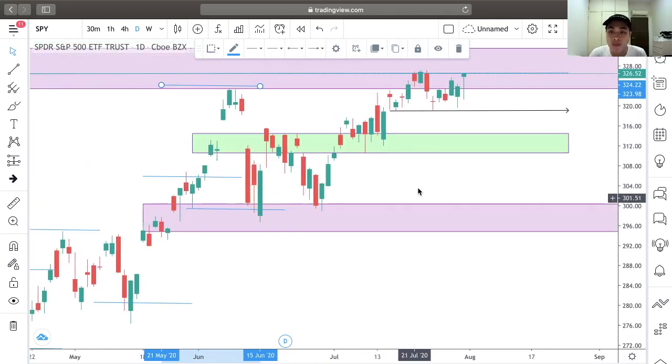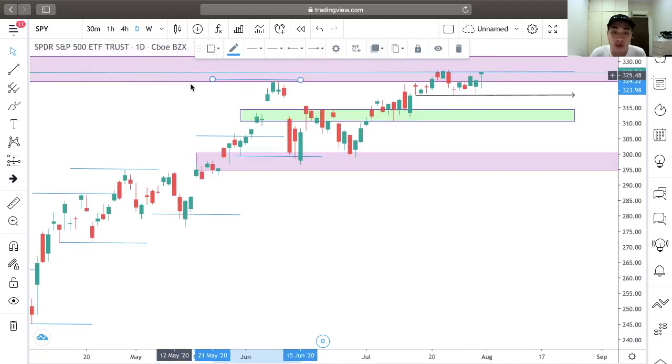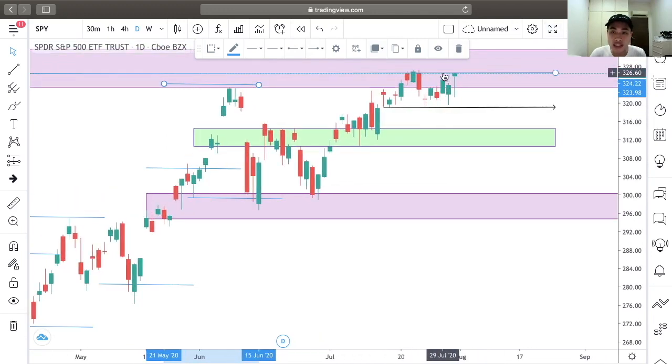If you take a look at the past week, this is Friday, Thursday, Wednesday, Tuesday, and Monday. You see that prices have been trading within this smaller range. We have the big range as indicated by the purple boxes. This is the resistance zone, this is the support zone, and we have a smaller range here, right? This is the resistance level and this is the support level. We have a support level at around 319.12, and a resistance level at 326.52.